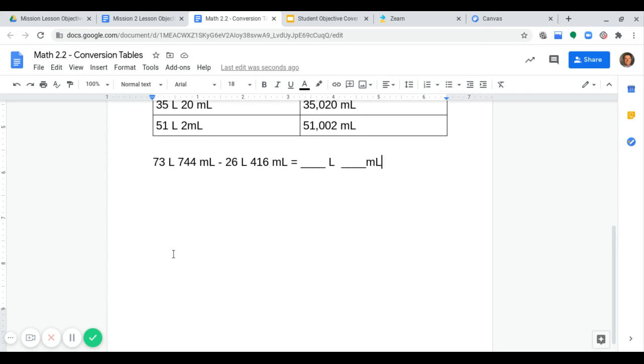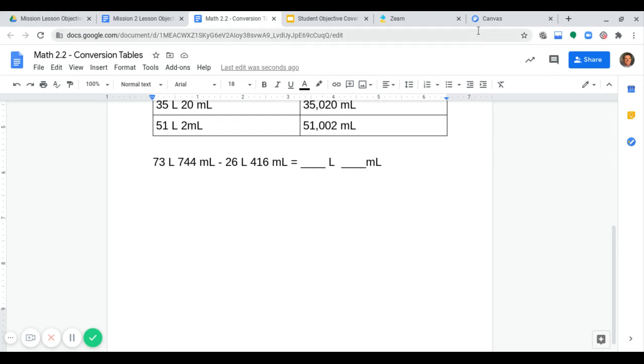And then we might be asked to solve an addition or subtraction problem doing these conversions like we've been doing in the previous lessons. Okay, so we might be given an equation like this. It might say, hey, 73 liters, 744 milliliters, and then we want to minus 26 liters, 416 milliliters. And it wants me to then answer in liters and milliliters. Okay.